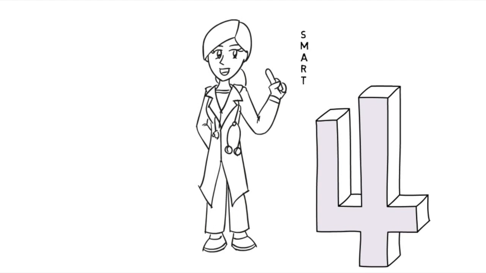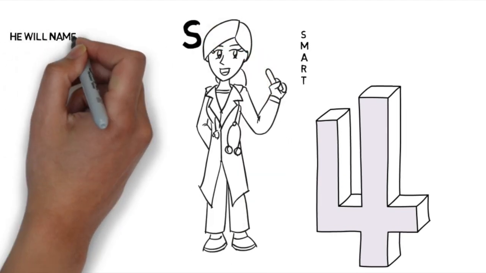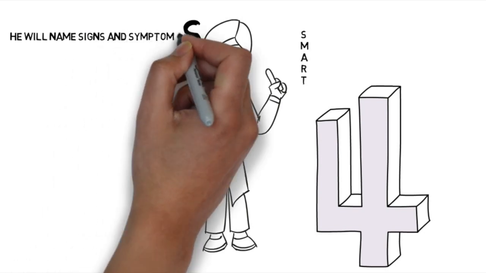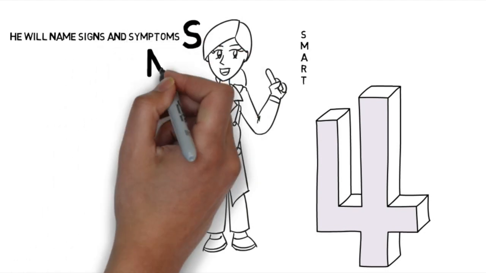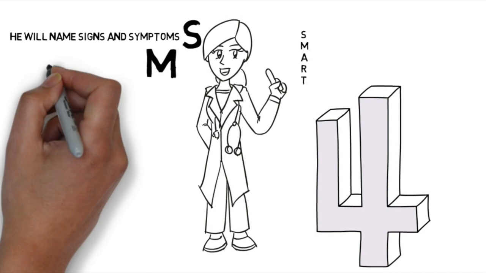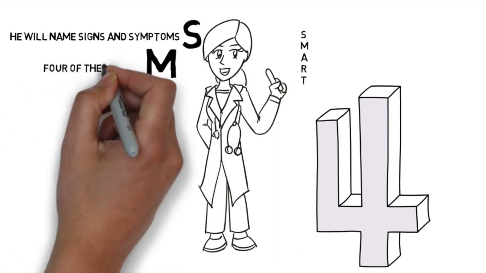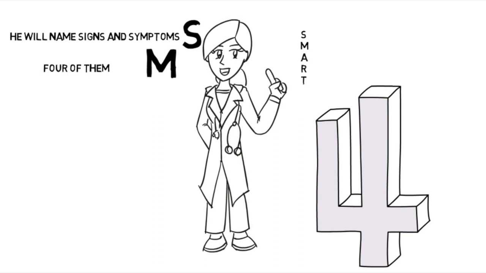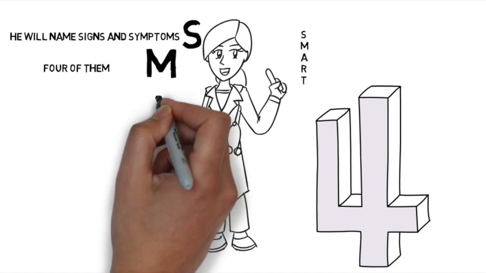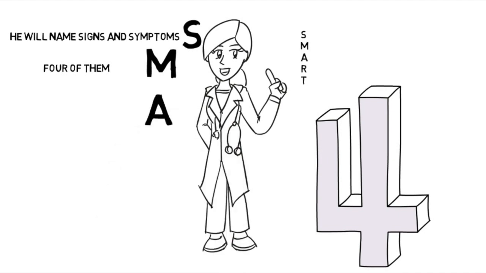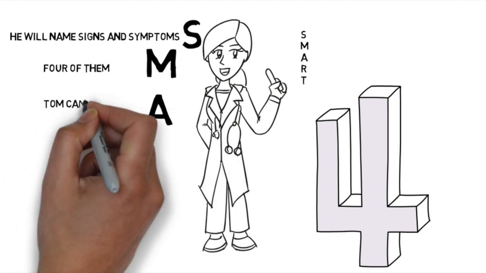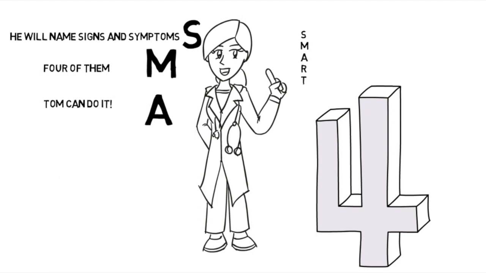And let's see why. Well, first of all, it's specific. We are speaking specifically about signs and symptoms of an infected surgical site. Next, the goal is measurable. We listed a specific number that will let us know if Tom met the goal or not. We said that he will be able to state 4 signs and symptoms of an infected surgical site. 4 is a very measurable goal. Next, we know that this is achievable based on our assessment of Tom, and we are confident that Tom is able to achieve this goal.